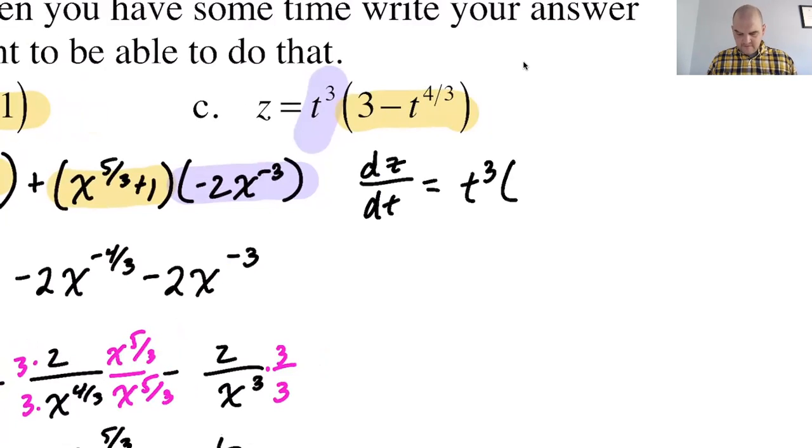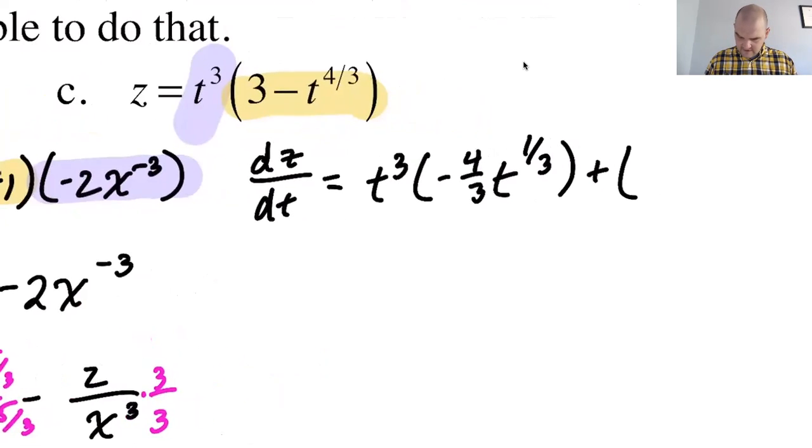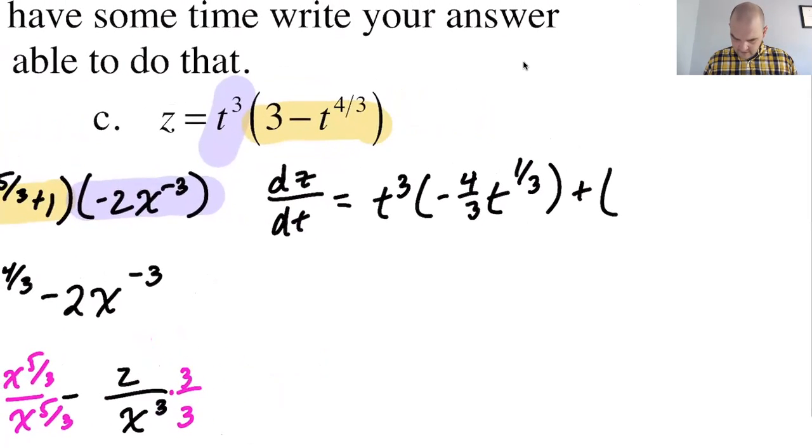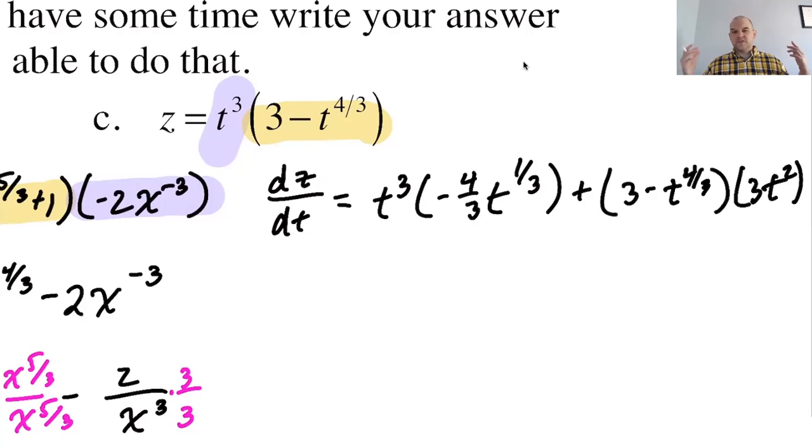Derivative of the second, derivative of 3 is 0, and then minus 4/3 t to the 1/3 plus second, which is, am I going to fit this? Barely. 3 minus t to the 4/3, derivative of the first, which is 3t squared. Okay, so that's first. Here we go.